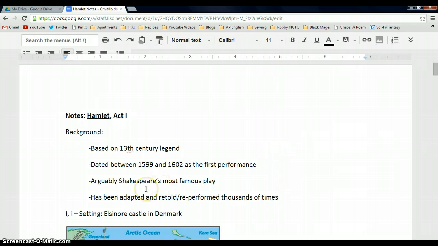This is arguably Shakespeare's most famous play. It's been adapted and retold and reperformed thousands of times in hundreds of countries, and actors love to do Shakespeare's Hamlet because it's so enduring and so incredible.